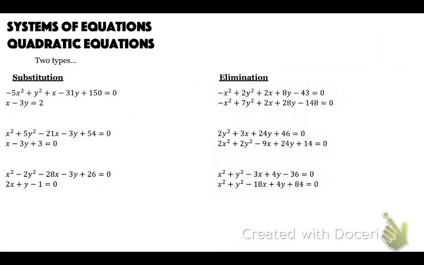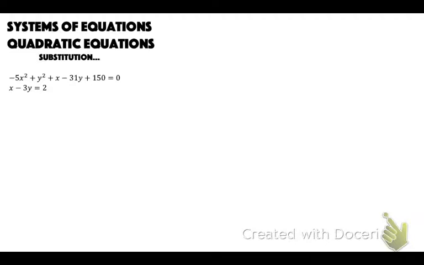Okay, so let's look at the substitution kinds first. So the quadratic linear ones. We have to do this using substitution. So we're going to look at the bottom equation, and we're going to solve it for x. So we had x minus 3y equals 2. Just add that 3y over, and you get x equals 3y plus 2. Now, I'm going to take that and I'm going to make it blue so we can see this a little bit easier. And I'm going to plug it into that top equation. Wherever there's an x, that's where that is going to go.